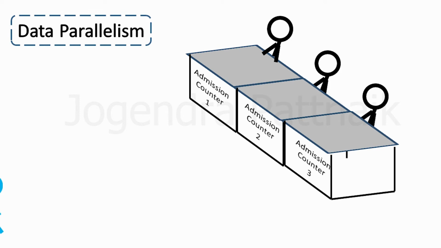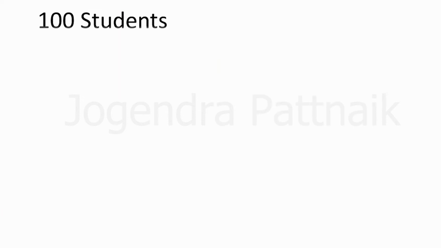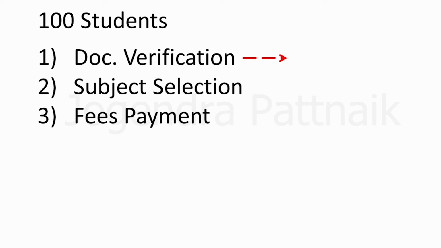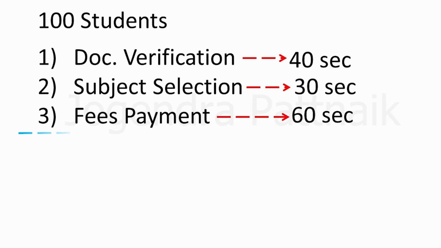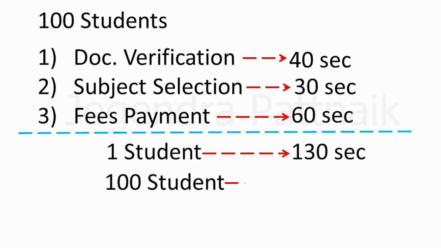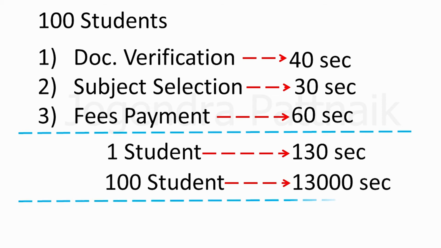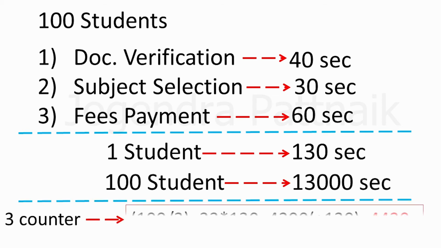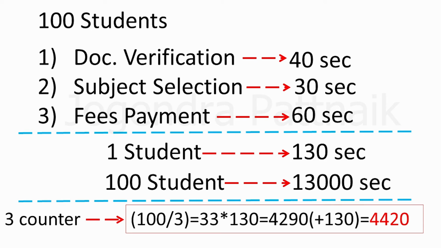Here the time for the basic processes will be same, that is 40, 30 and 60 seconds. The total time for a single student will take about 130 seconds, and for 100 students it will take 13,000 seconds. But we have divided the process into three different counters, each performing the same job. We can expect the time taken to be 4,420 seconds, which is significantly lower as compared to the serial and temporal parallel method. This process of dividing data is known as data parallelism.